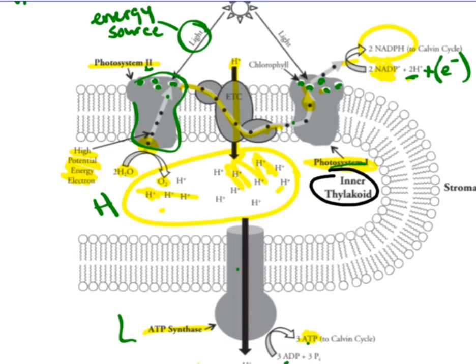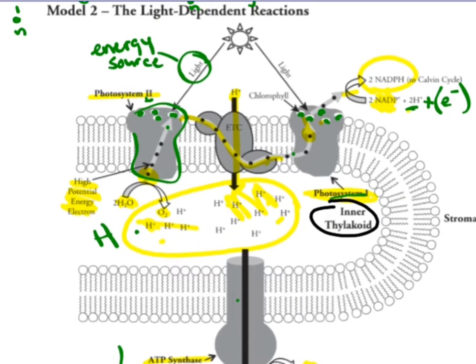ATP synthase is powered by the proton gradient. And where did the proton gradient come from? 2 places.